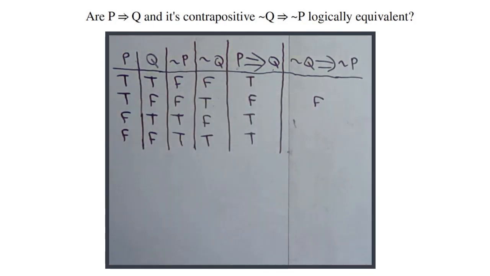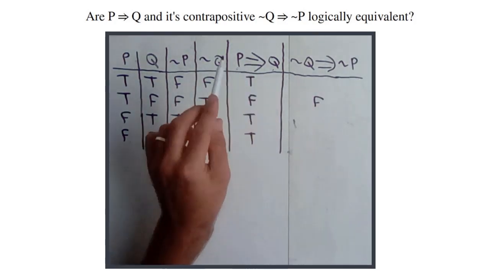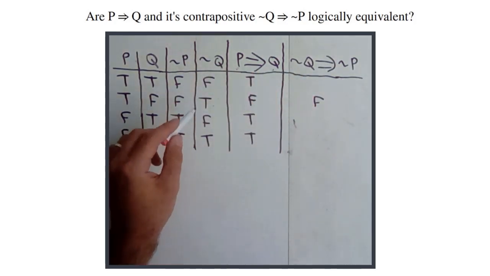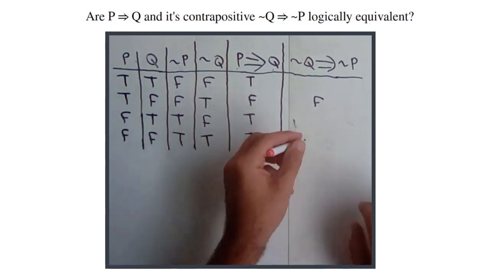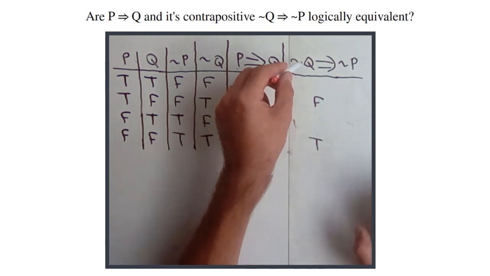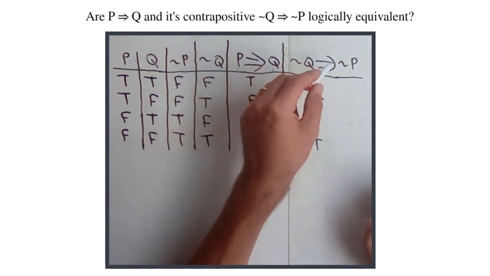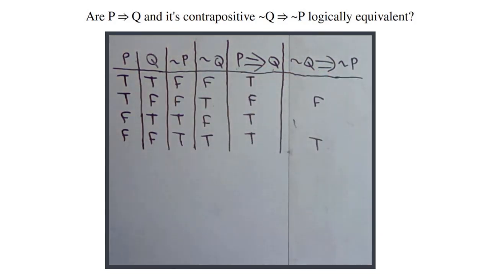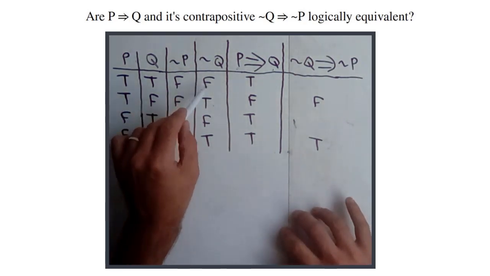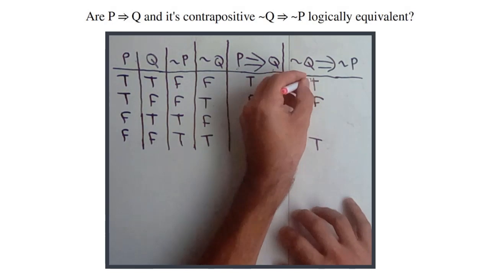And anywhere else, if they're both true, then this has to be true. That happens here: the negation of Q is true, and so is the negation of P, so it's true. And then if the negation of Q is false anywhere, then the negation of Q implying the negation of P will be true because it's inconclusive. That happens here and here, so it's true and it's true.